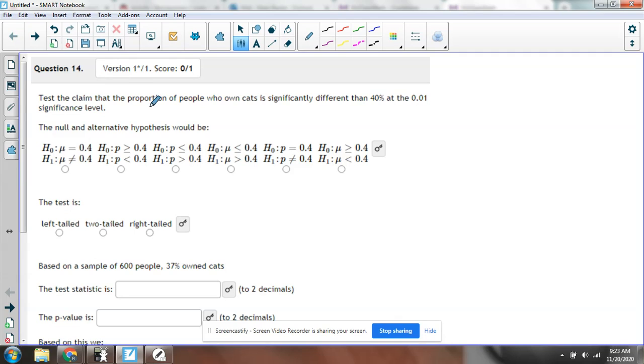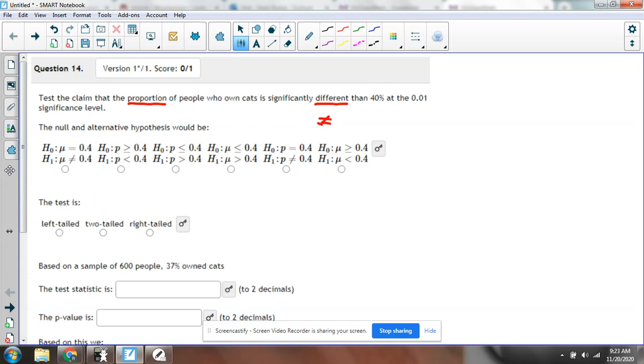It says test the claim that the proportion of people who own cats. So there are some keywords here. Proportion, we're talking about a proportion of people who own cats is significantly different. Not saying greater than, not saying less than, just saying different. So that implies not equal to. We're trying to show not equal to 40% at the 0.01 significance level.